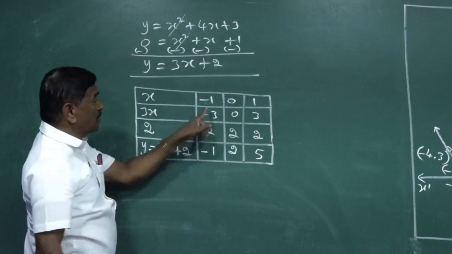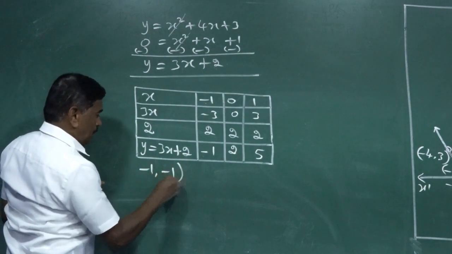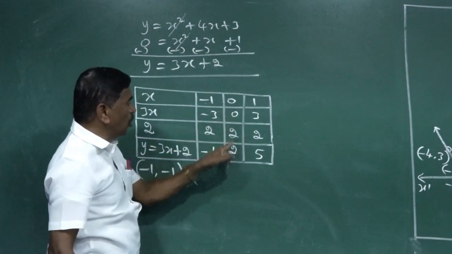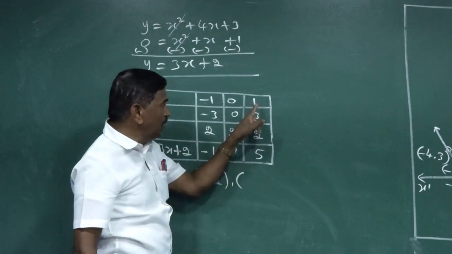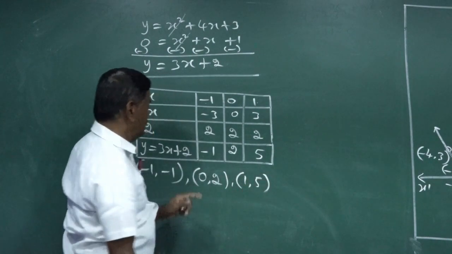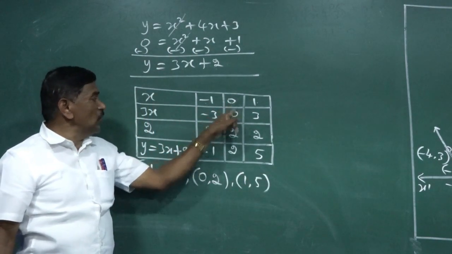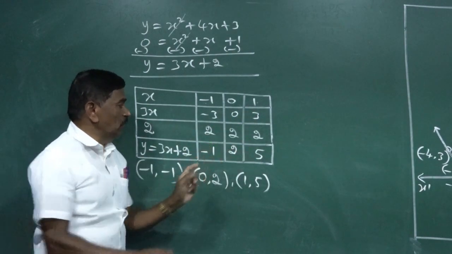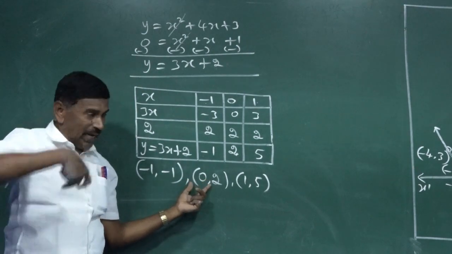Plot the points on the graph sheet: minus 1, comma, minus 1; 0, comma, 2; 1, comma, 5. Okay? Yes, very good. See, plot the points minus 1, comma, minus 1; 0, comma, 2; 1, comma, 5 on the graph sheet, and join the points to get a straight line.